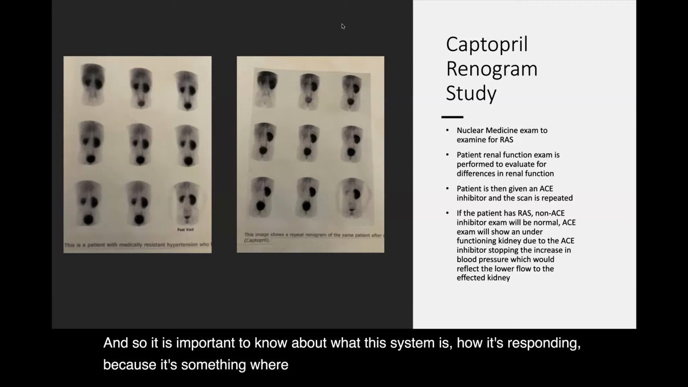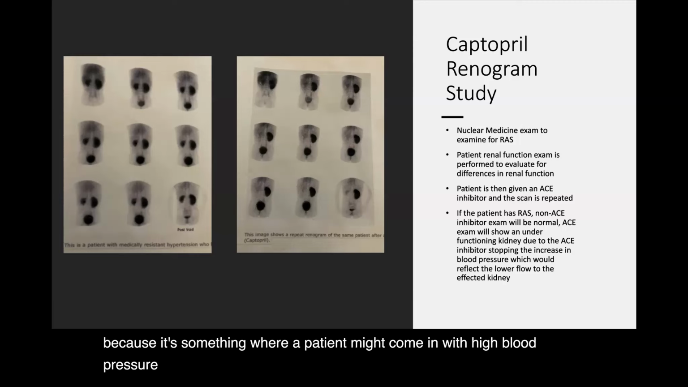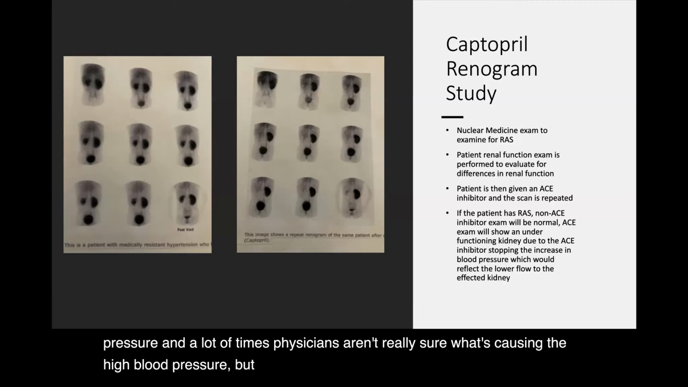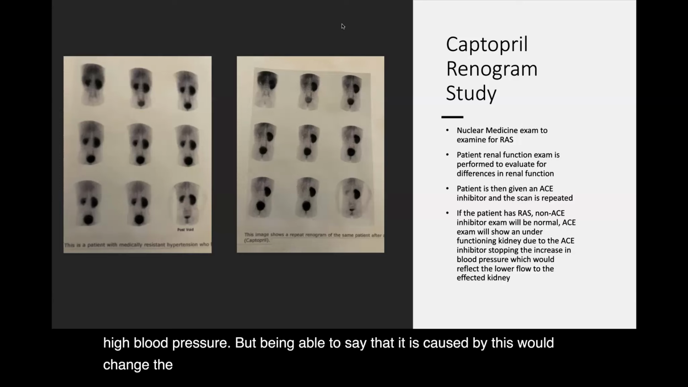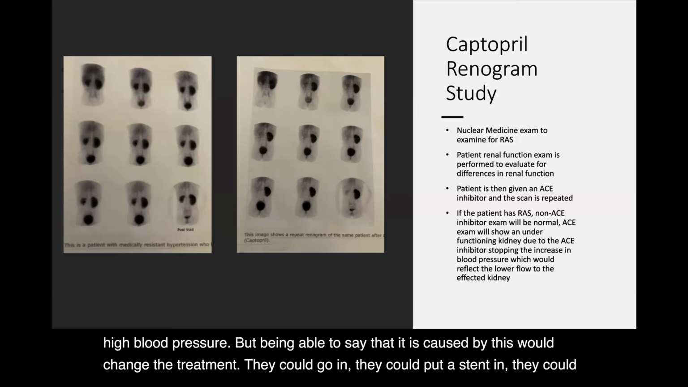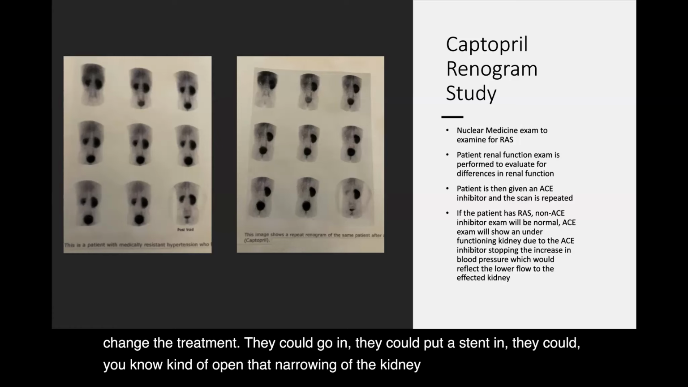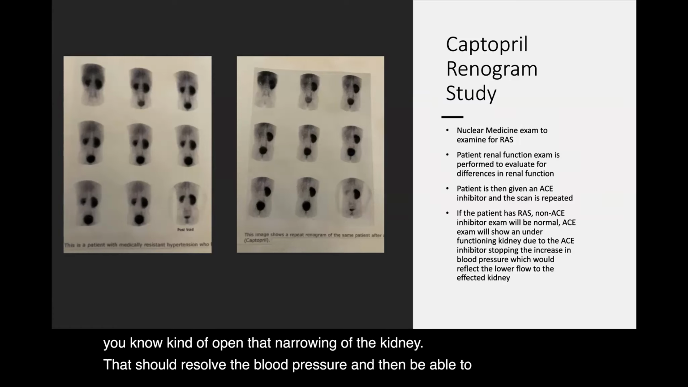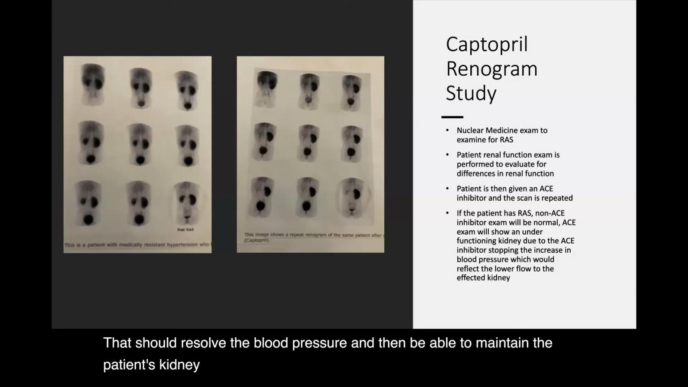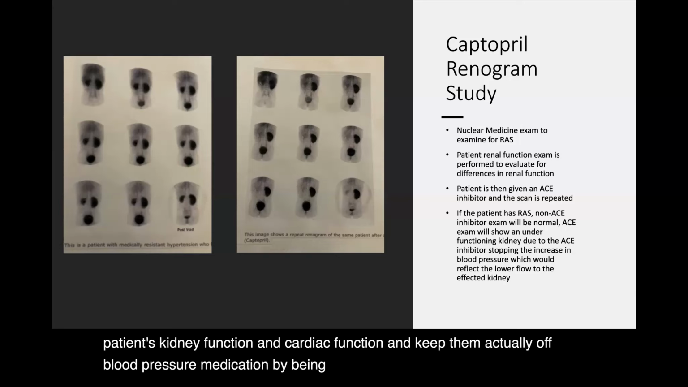So it is important to know about what this system is and how it's responding, because a patient might come in with high blood pressure, and a lot of times physicians aren't really sure what's causing it. But being able to say that it is caused by this would change the treatment. They could put a stent in to open that narrowing of the kidney. That should resolve the blood pressure and maintain the patient's kidney function and cardiac function, and keep them off blood pressure medication by treating the cause of it.